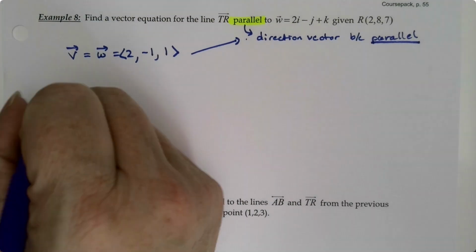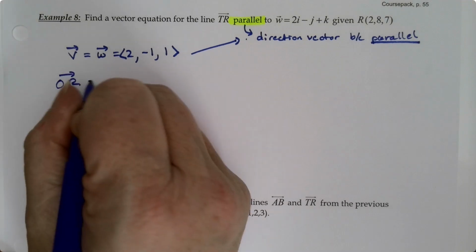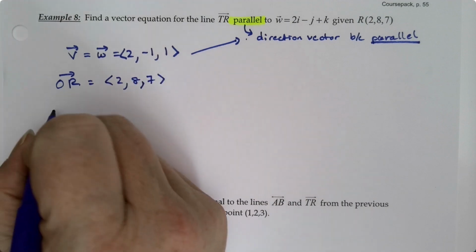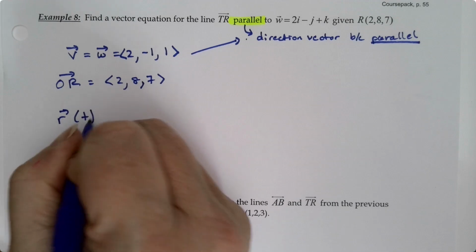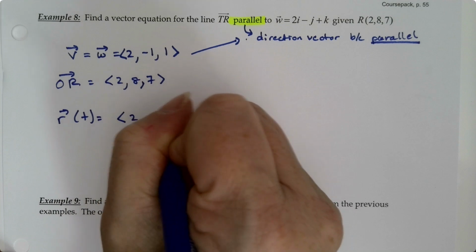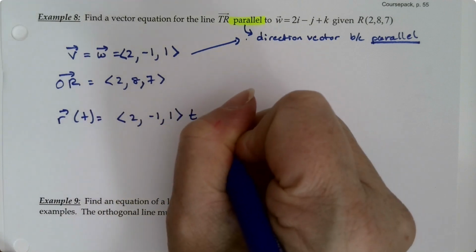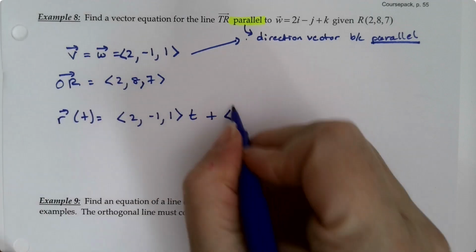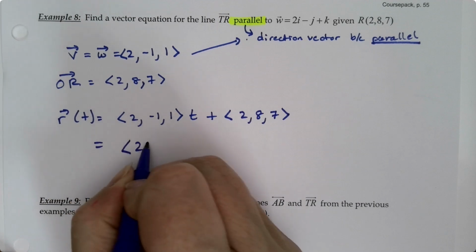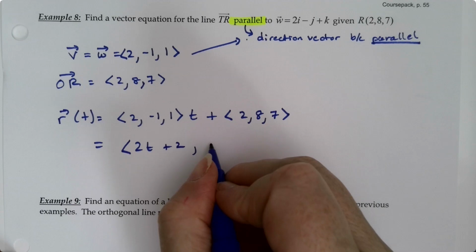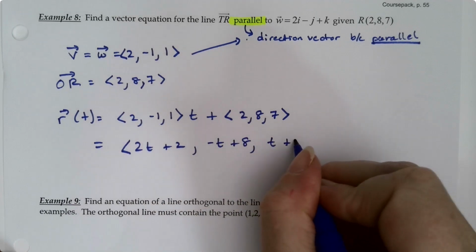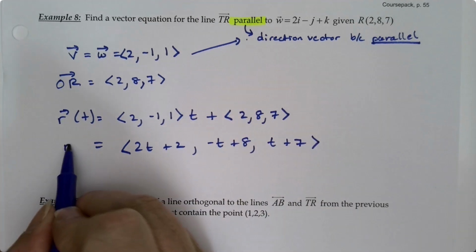Parallel is really easy. So then OR, I'm just going to vectorize that point. It's 2, 8, 7. Okay, so r of t would be, you take your direction vector 2, negative 1, 1, you multiply it by t, and then you add OR, which is 2, 8, 7. So that gets us 2t plus 2, negative t plus 8, and t plus 7. Easy as that.